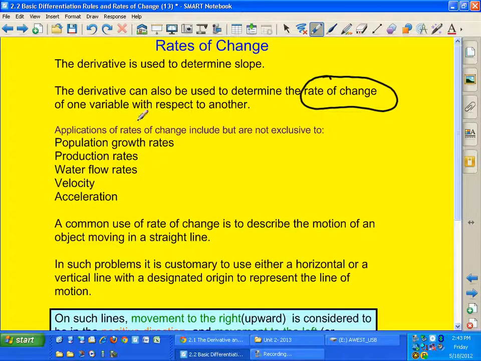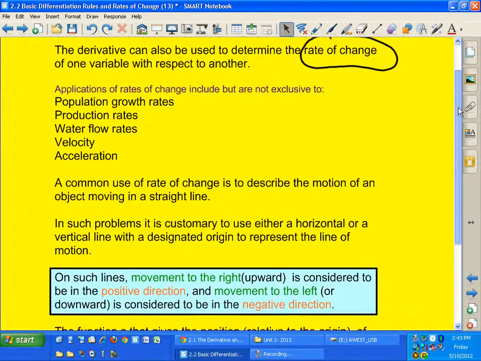And you're going to hear so many different ways to ask for the derivative that you just have to get used to it and think, what are they asking me for? Are they asking me for a change? Okay, I need to find the derivative.